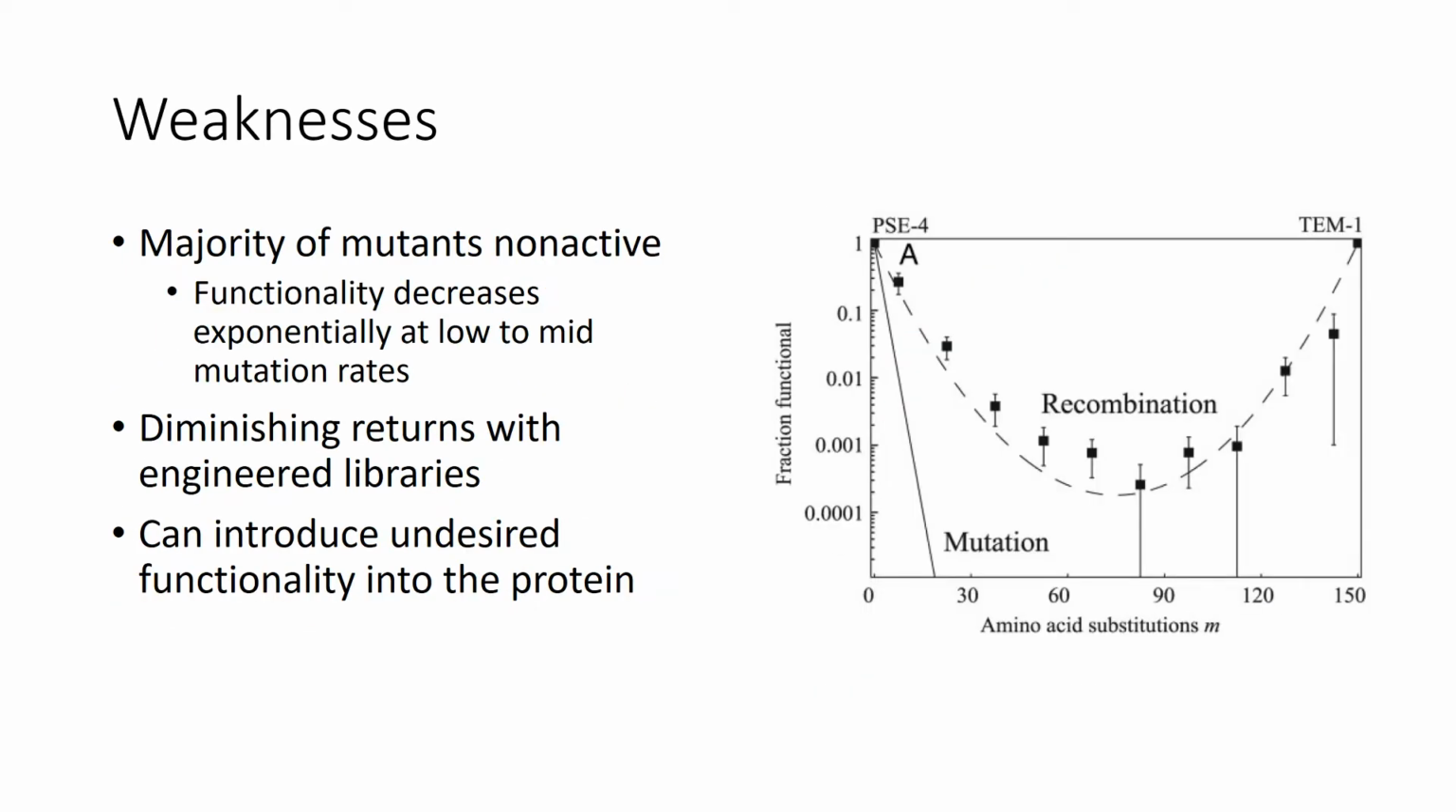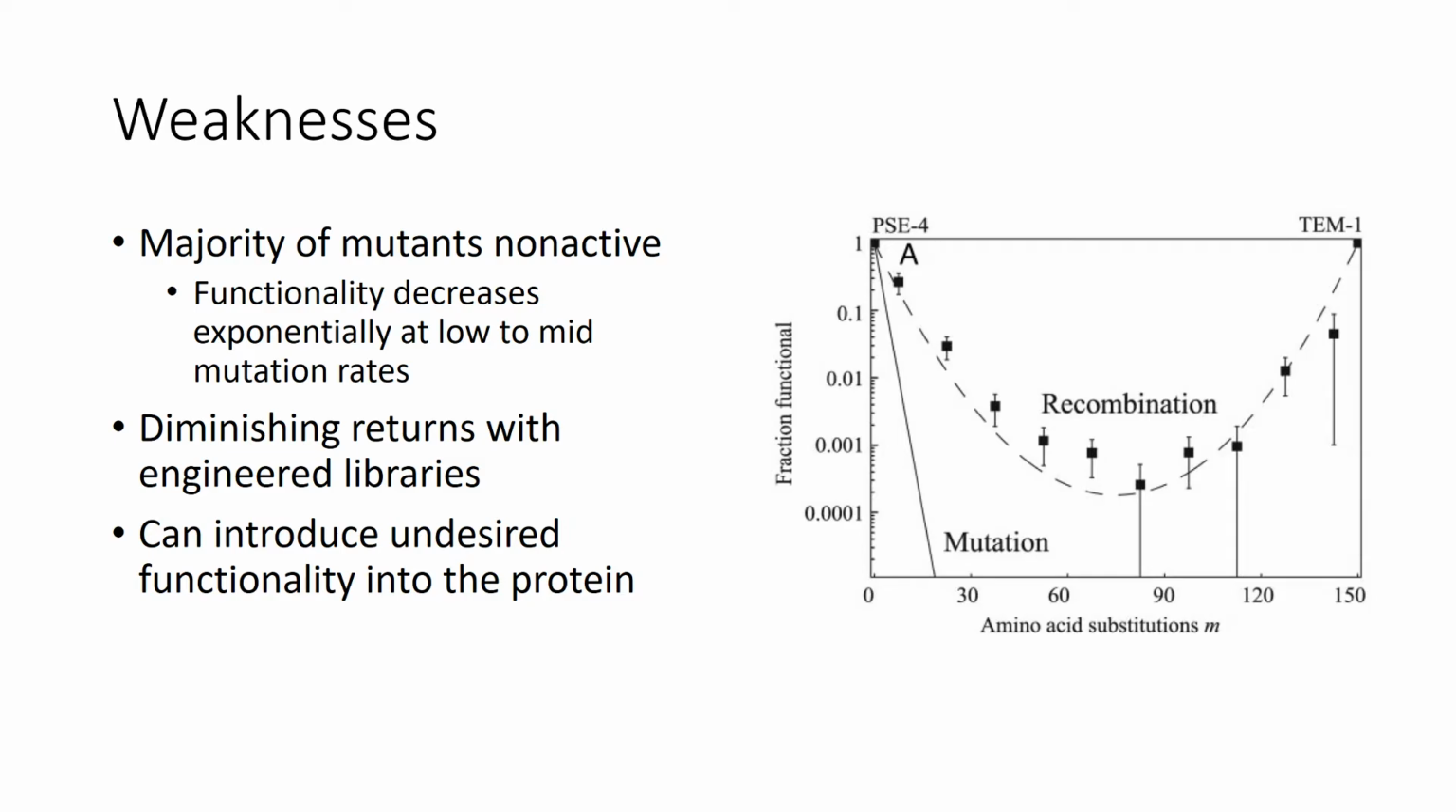While error-prone PCR can produce excellent results, it is not indicated for all uses. While it can provide large leaps in activity, the majority of mutants produced by this method are non-active, with the fraction of functional mutants decreasing exponentially with increasing error rate.